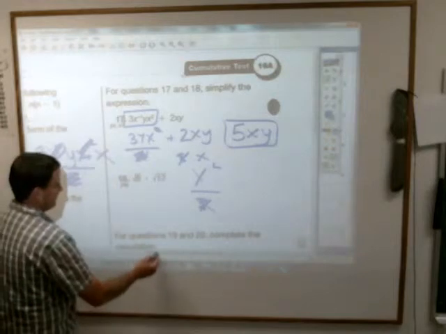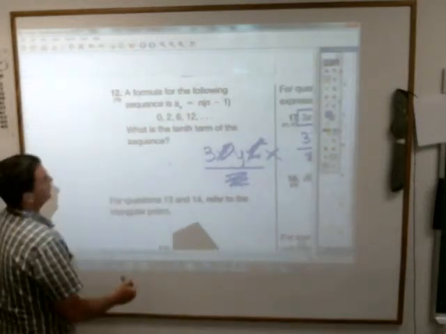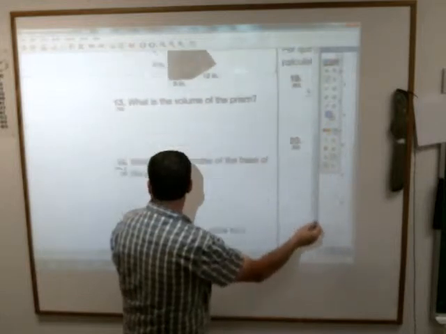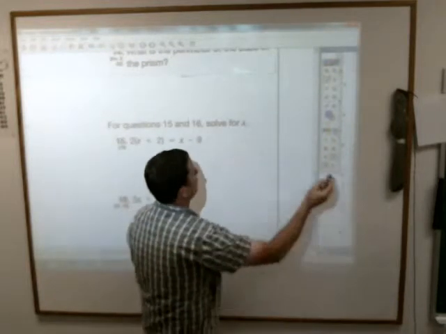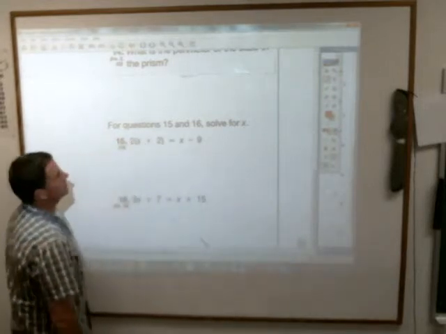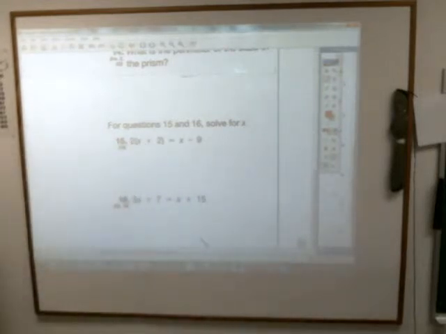15. 15? I was hoping somebody would ask about 15, even though I have no idea what it is. Oh, 15. I love it. Solve for x.